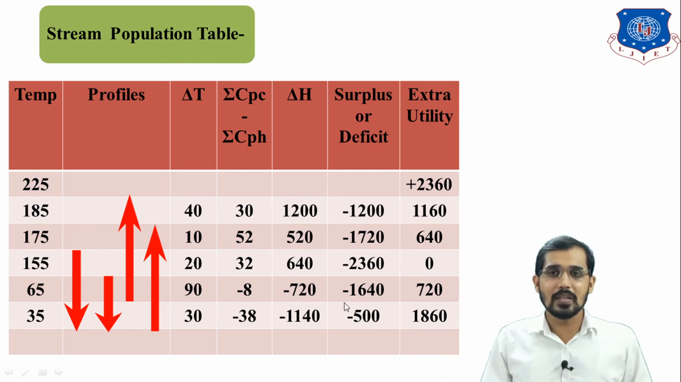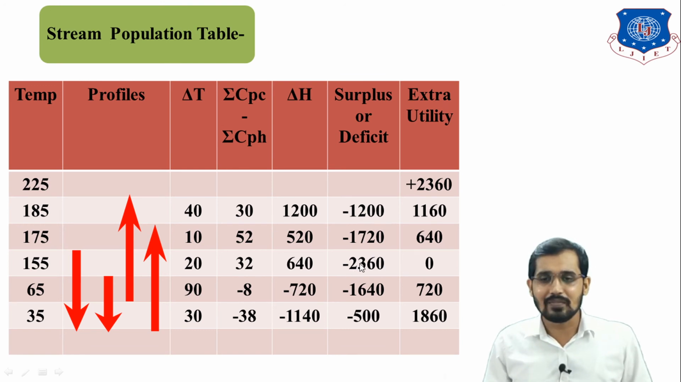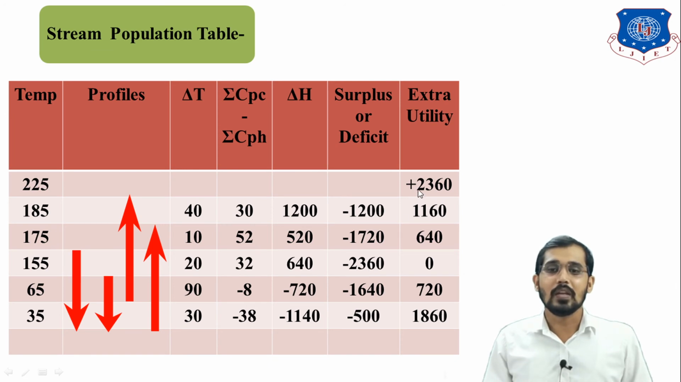So that value is nothing but minus 2360. Most negative value, or very minimum heat requirement, that is nothing but the most negative value. So that is 2360, and you have to just write this value in the first row of the extra utility. That is nothing but the minimum value of the surplus and deficit, that is minus 2360. This is the minimum value. So just write down this value as positive, like this, 2360 positive.